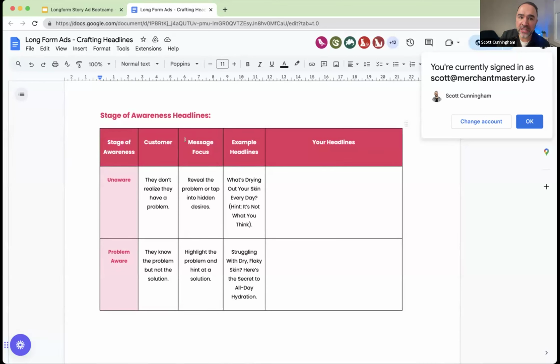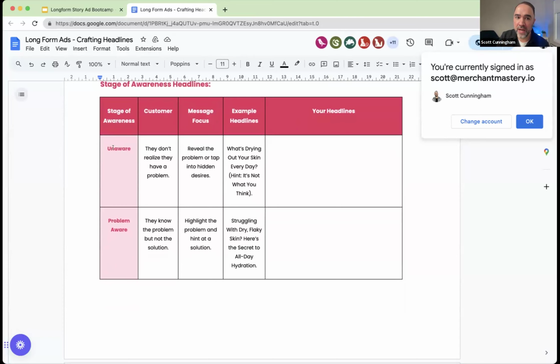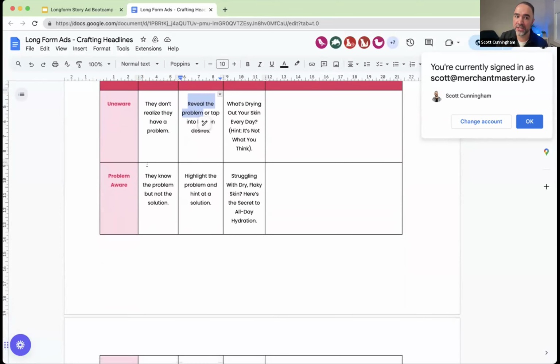But if we look at the stage of awareness in this table, we're going to create headlines based on the stage of awareness. Okay. And you should be able to just whip these up. It doesn't need to be perfect. But remember what the five stages were. Unaware. This is when the customer doesn't realize that they have a problem. When they don't realize that they have a problem, we need to reveal the problem or tap into hidden desires. Okay, and I'll show you some of these examples in a sec, but let me just recap all the stages.